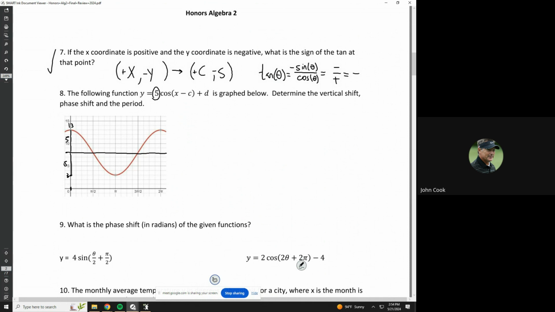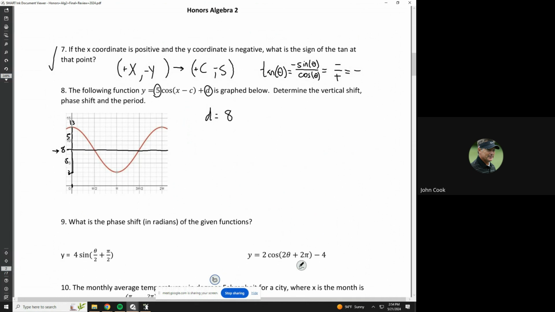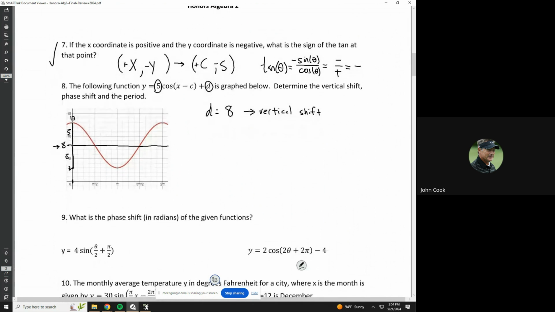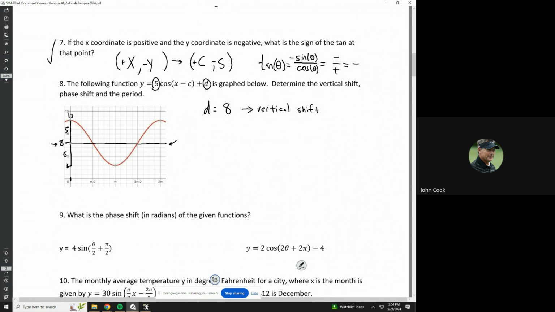Okay. So determine the vertical shift. The vertical shift is going to be that value right there, 8, the center line. So that value d is going to be 8. Excuse me, and that's the vertical shift. Remember that the vertical shift is where this little center line right here gets moved to, for your cosine or your sine or whatever.